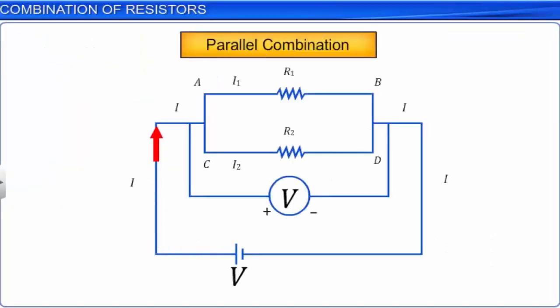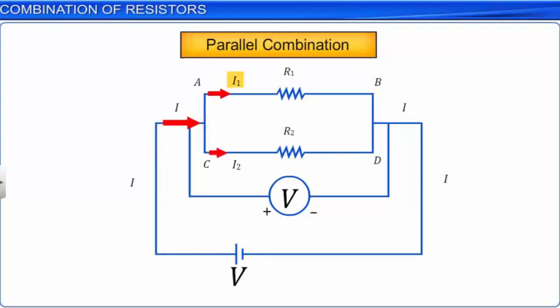Now let us consider a parallel combination of resistors AB and CD with resistances R1 and R2 connected as shown to a battery of potential difference V. The equivalent resistance Req of this parallel combination is obtained as follows. The charge that flows from the source, that is the battery, splits and flows out partly through R1 and partly through R2. I is the rate of flow of charge from the source, that is the battery.